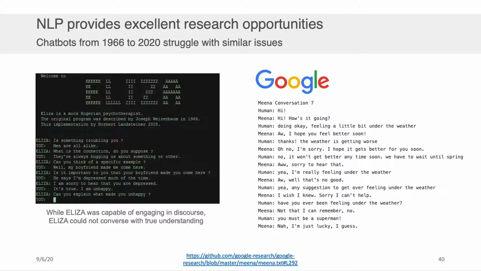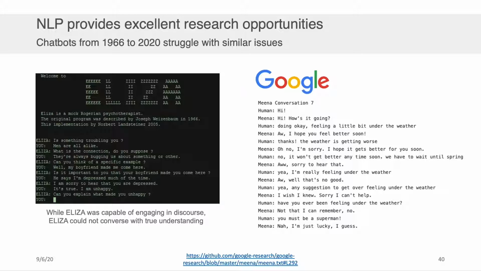A human being says, "Hi," Mina says, "Hi, how's it going?" The human says, "Doing okay, feeling a little bit under the weather." To which Mina responds, "I hope you feel better soon." Human then responds, referring back to the weather comment, "Thanks, the weather is getting worse." Mina says, "Oh no, I'm sorry, I hope it gets better for you soon." The human says, "Won't get better anytime soon, we have to wait until spring." Mina says, "Sorry to hear that." Human responds, "Yeah, I'm really feeling under the weather." In which Mina responds, "Well, that's no good."